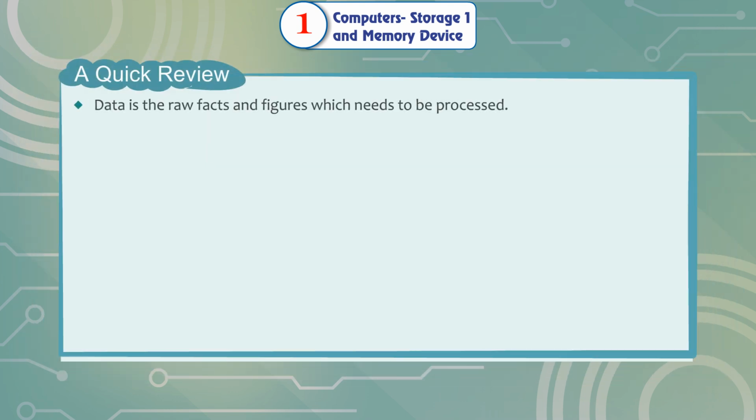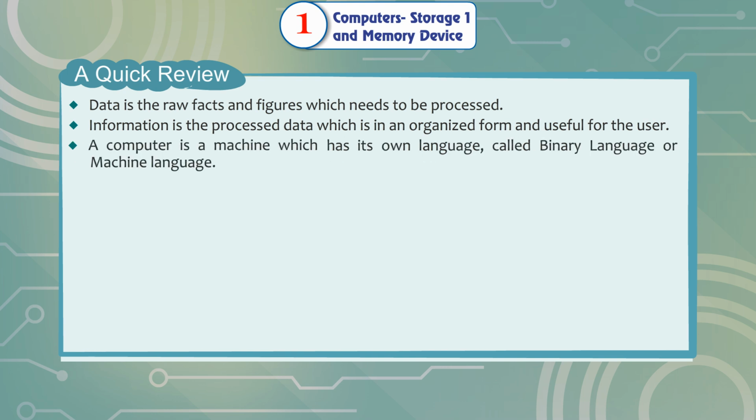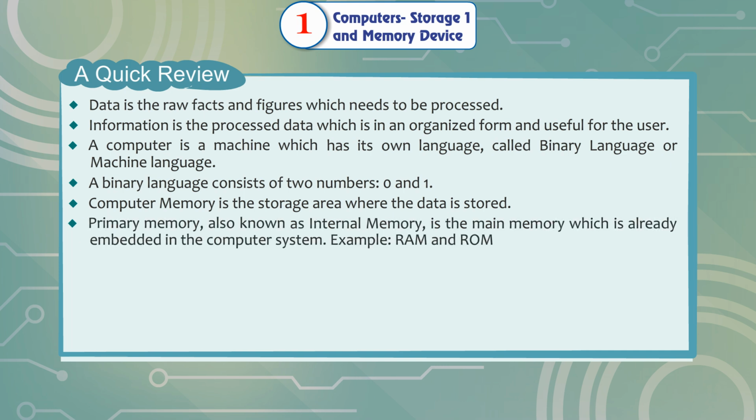A quick review. Data is the raw facts and figures which needs to be processed. Information is the processed data which is in an organized form and useful for the user. A computer is a machine which has its own language called binary language or machine language. A binary language consists of two numbers, 0 and 1. Computer memory is the storage area where the data is stored.